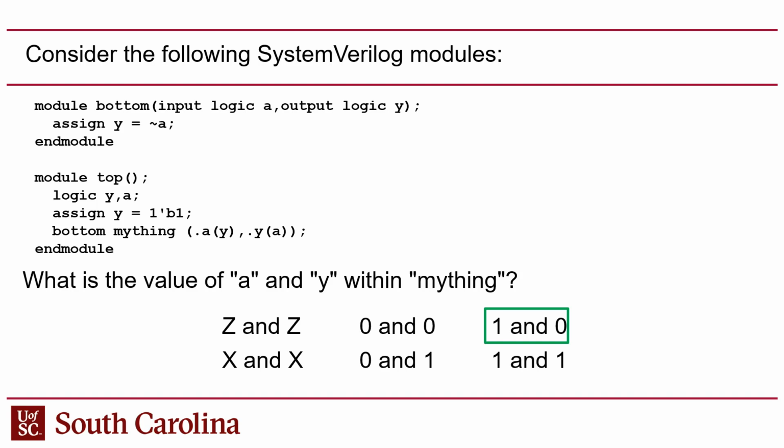Okay, so anyway, inside my thing, which is a bottom module, A is going to be 1 and Y will be 0 because we invert that up here, right? So 1 and 0, yeah, that's right.